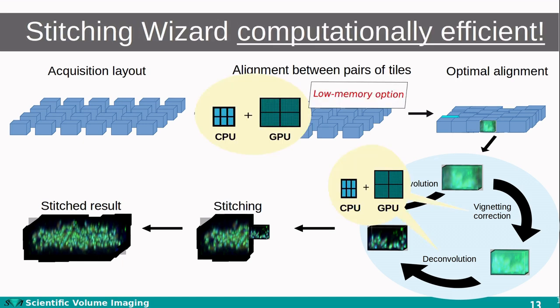Huygens ensures a minimal use of computer resources for alignment optimization, vignetting correction, and the deconvolution process. We also benefit from GPU acceleration. As mentioned, we also have a new low memory option that increases the speed of the stitching process, and especially of the alignment of the tiles, by reducing the memory required for tiles with a large overlap.